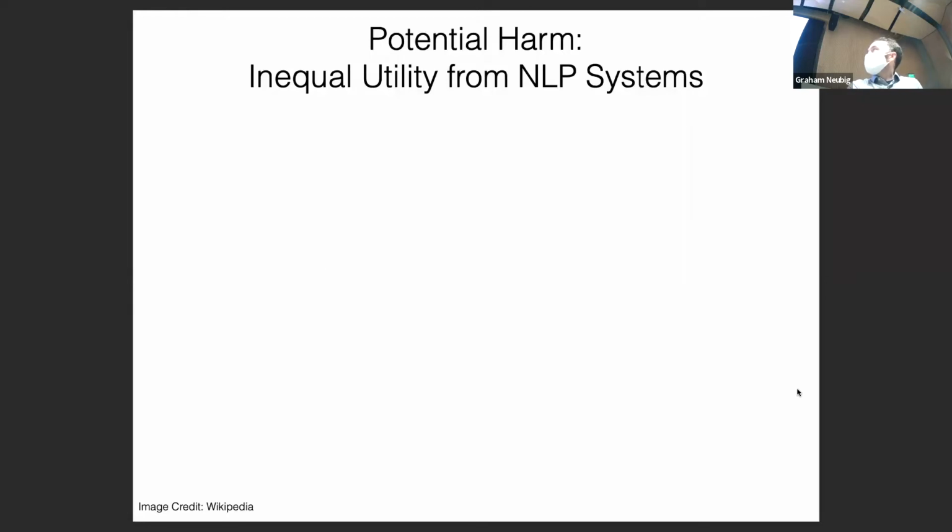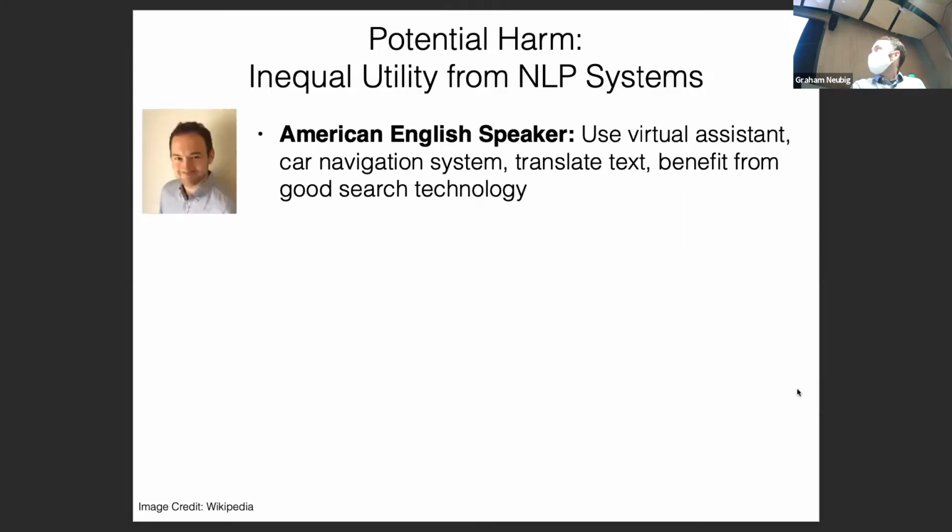One very obvious example is that different people derive unequal utility from NLP systems because they work better for some people than others. As an example, I'm an American English speaker. I speak more or less the American English that tends to appear in training data, let me put it that way. A lot of training data has an accent that's very similar to mine, mannerisms very similar to mine.